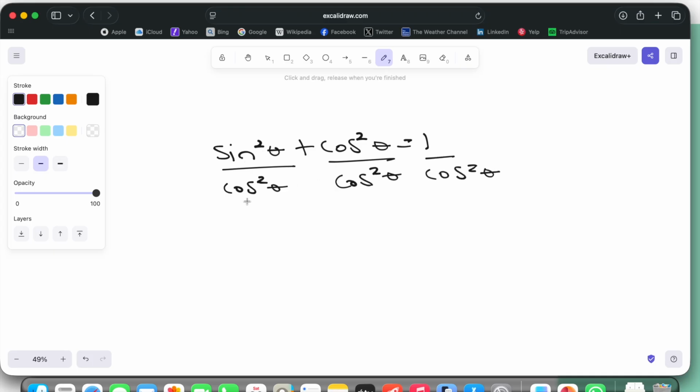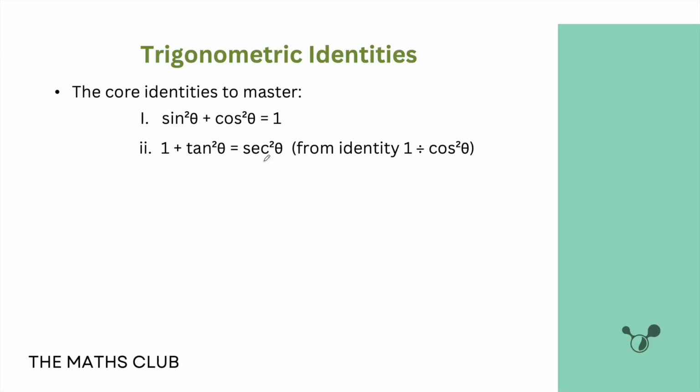Sine over cos is tan, right? So this will be tan squared theta. Okay, so this should be plus cos squared theta over cos squared theta. This will cancel each other, is equal to 1 over cos squared theta. 1 over cos is what? Beautiful, sec, right? So sec squared theta, because it's squared. So these are the identity: tan squared theta plus 1 is equal to sec squared theta.